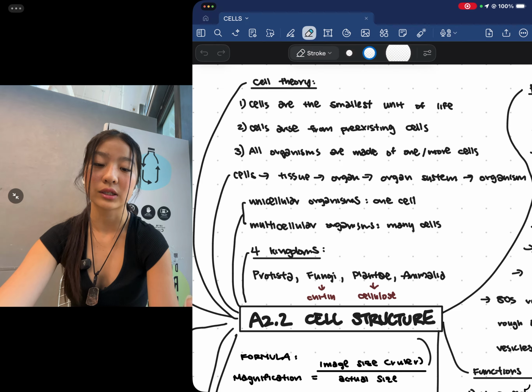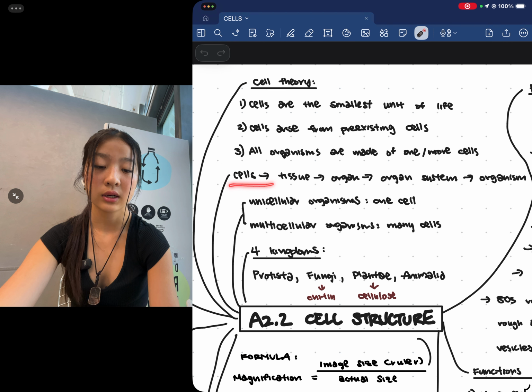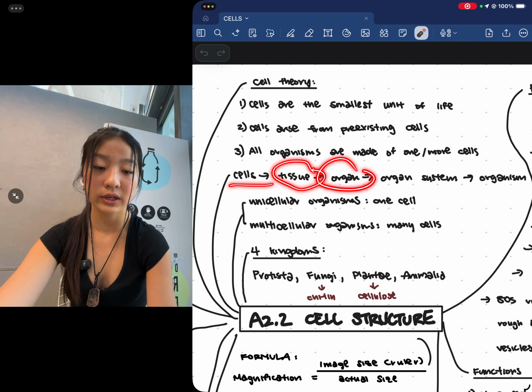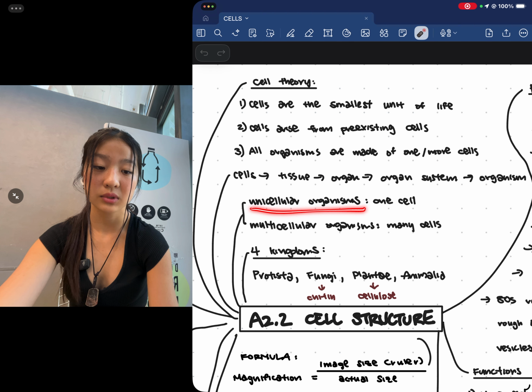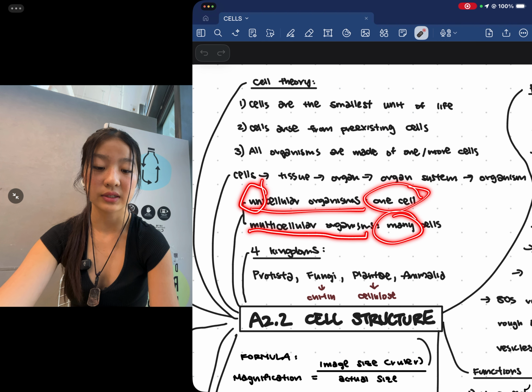Our levels of organization we're looking at here are cells that form tissues, that form organs, that form organ systems, that make up an organism. And our key concept is unicellular organisms have one cell, which is the uni, and multicellular organisms have many cells.